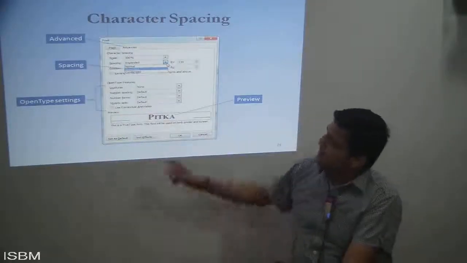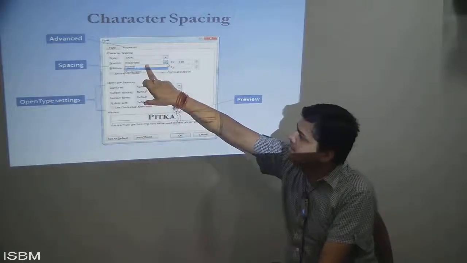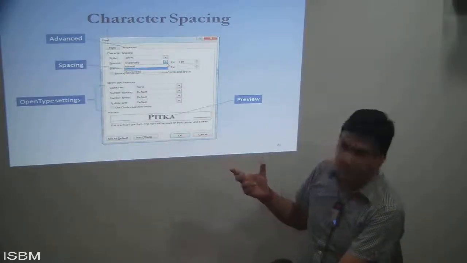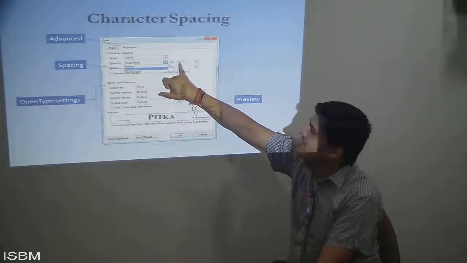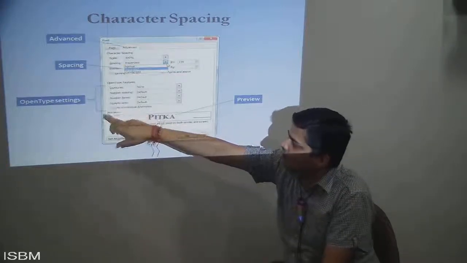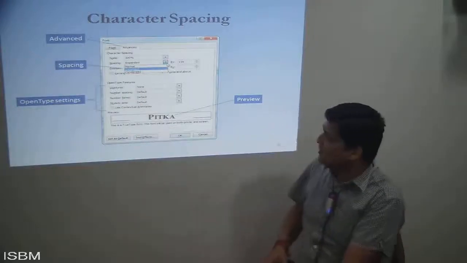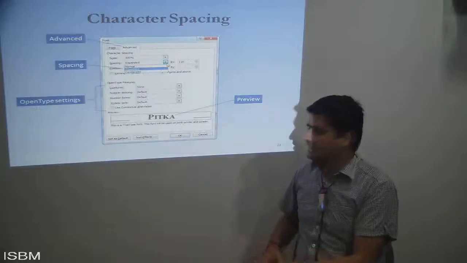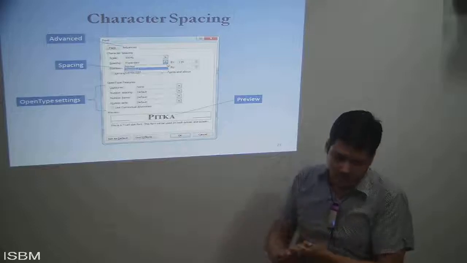In the advanced, there is a character spacing scale, which scale you want, 100%, then expanded, position you want expanded, or spacing, do you want any spacing or what, and how many pixels you want according to that. Then other OpenType settings, OpenType features, these all. So you can give and you can see the preview of that particular word or sentence, anything you want to give over here, so it will show.